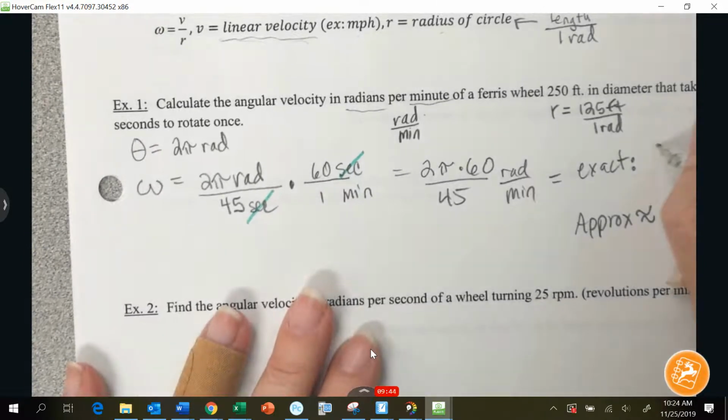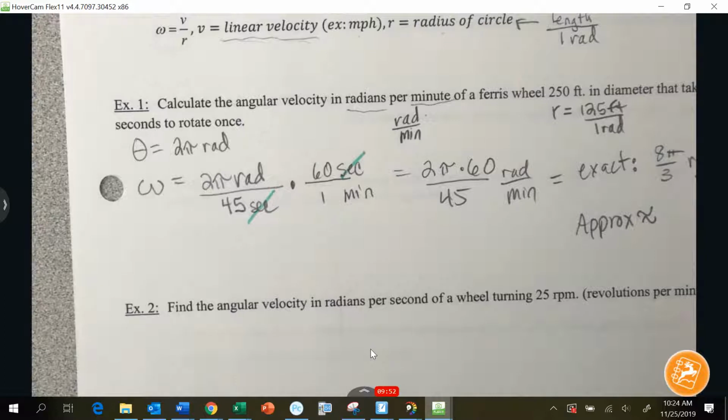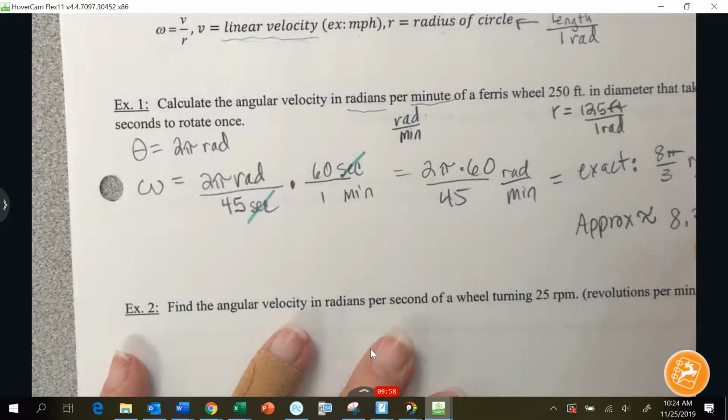So my exact answer is 8 pi over 3 radians per minute. If you guys need to see what's on my calculator, I can put it under there. My approximate answer is 8.378 radians per minute.